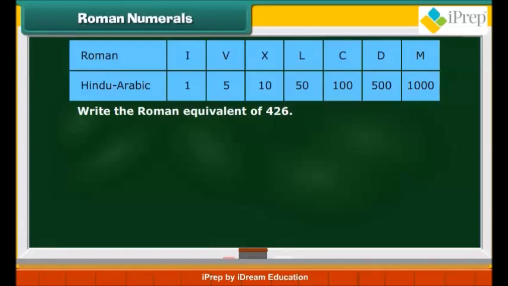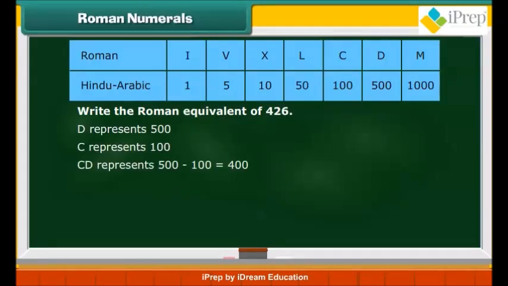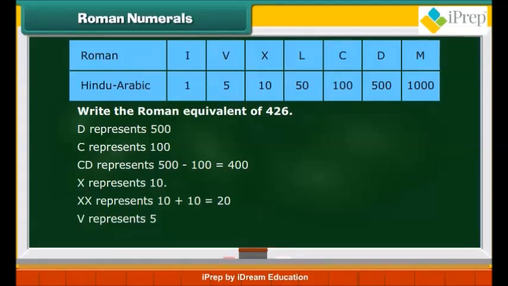Write the Roman equivalent of 426. D represents 500. C represents 100. CD represents 500 minus 100, that is equal to 400. X represents 10. XX represents 10 plus 10, that is equal to 20. V represents 5. VI represents 5 plus 1 is equal to 6. Therefore, 426 is equal to CD XXVI.